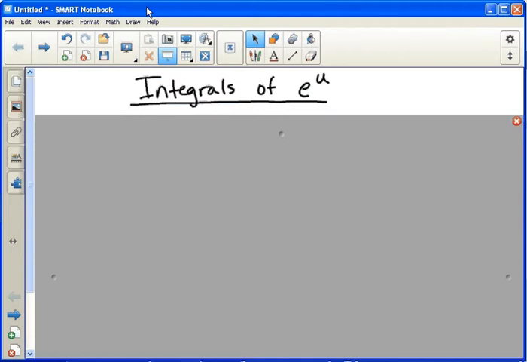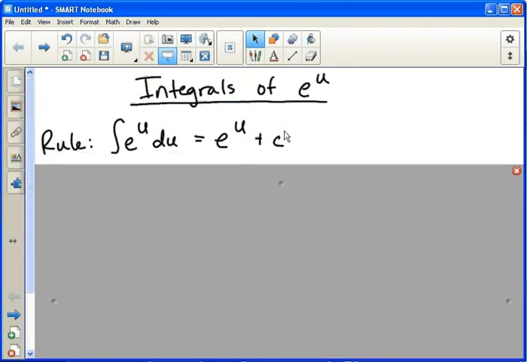Today we're going to talk about the integrals of the form e to the u. So we've done the derivatives of e to the x, now we're going to do integrals involving e to the x. The rule is super simple. It's just the reverse of the derivative rule. So the integral of e to the u du is e to the u plus c.